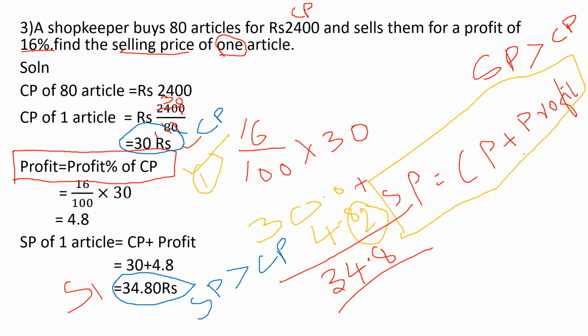So the cost price of 80 articles is given in the question. So you want to find the cost price of one article. Next, profit percentage is given in the question. We can find profit by using the formula. Next, we want to find the selling price of one article. What is the formula? CP plus profit. So we got the selling price of one article. This is what they are asking in the question. Okay, it's clear, children.